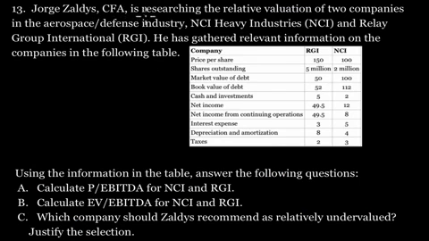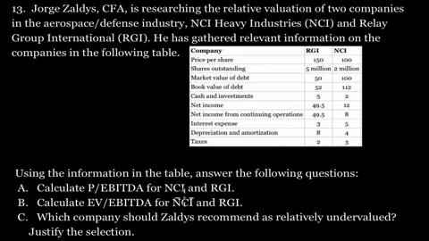Jorge Zaldiz, CFA, is researching the relative valuation of two companies in the aerospace defense industry, NCI Heavy Industries and Relay Group International. So here's NCI, here's RGI, here's some data points on both of those companies. He has gathered the relevant information in the following table. What do we have? We have their prices, shares outstanding, market value of debt, book value of debt, cash and investments, net income from continuing operations, interest, depreciation, taxes. Use the information in the table and answer the following questions.